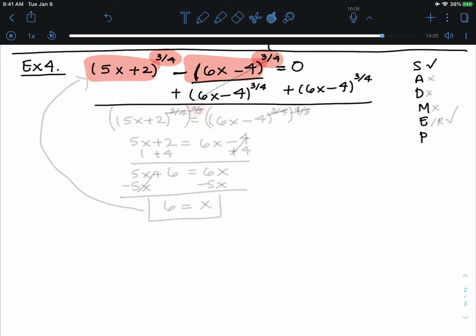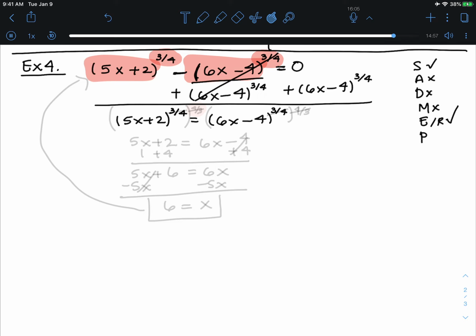Okay? This right here is going to cancel out. So now I'm going to have 5x plus 2 raised to the power of 3/4. This is going to equal parentheses 6x minus 4 raised to the power of 3/4. Okay? Do I have addition? Yes, but it's inside parentheses. Division? No. Multiplication? Yes, but it's inside parentheses. Exponents and radicals? Yes, I do.